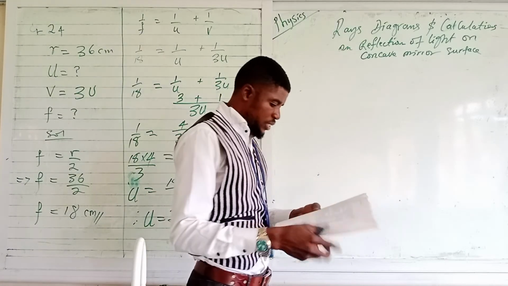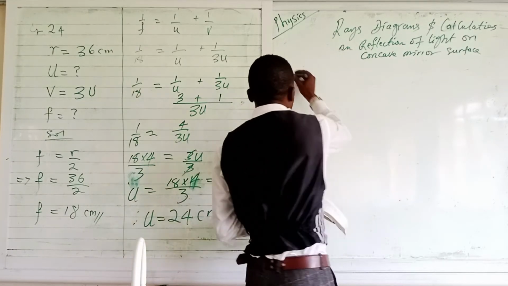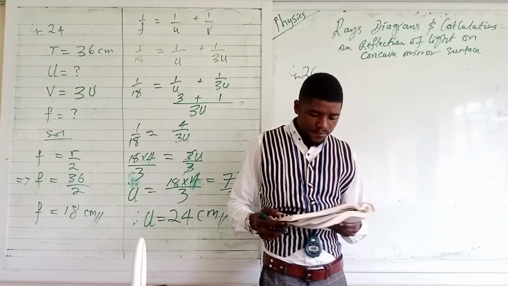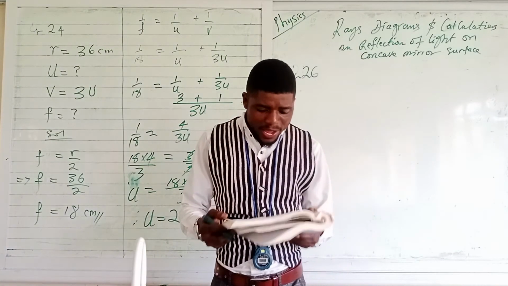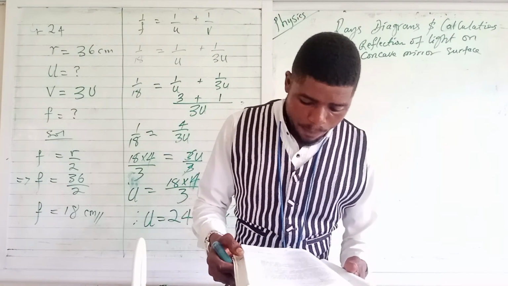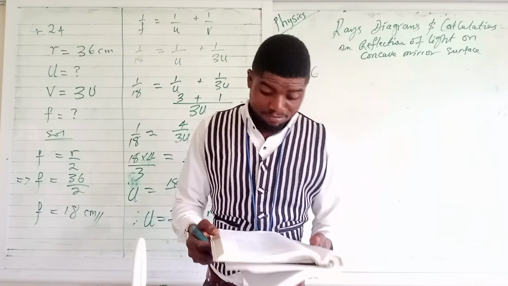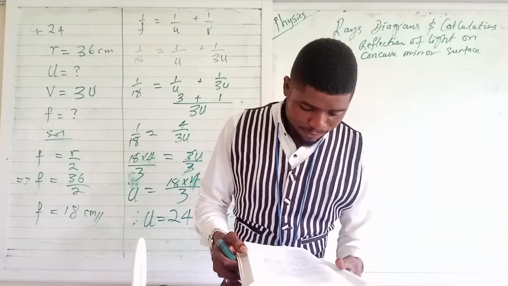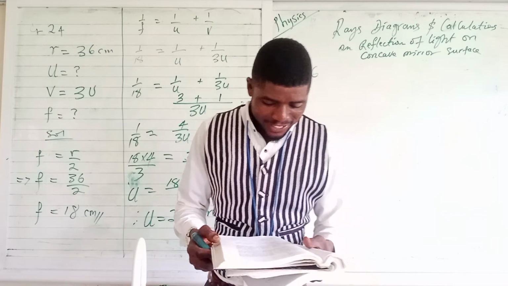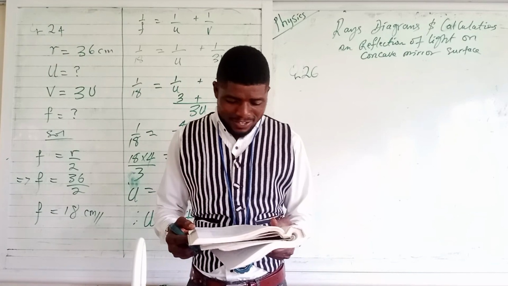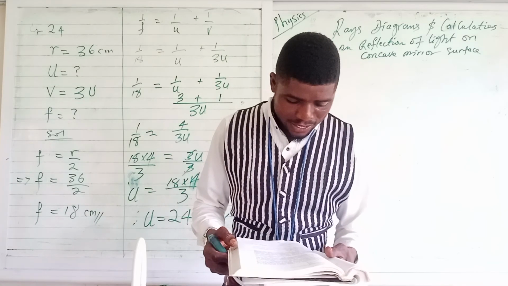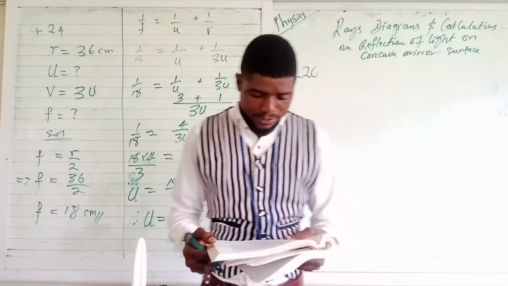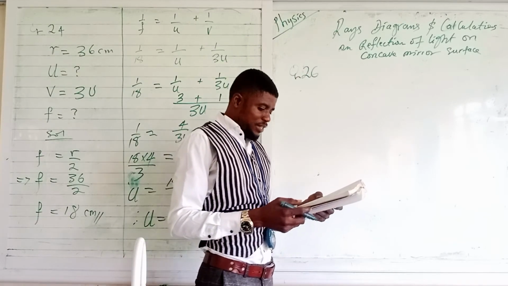Question number 26, page 282. Question number 26, I read. A real image 3 times the size of the object is formed 24 from a converging mirror. What is the focal length of the mirror? It's running around the same mountain.